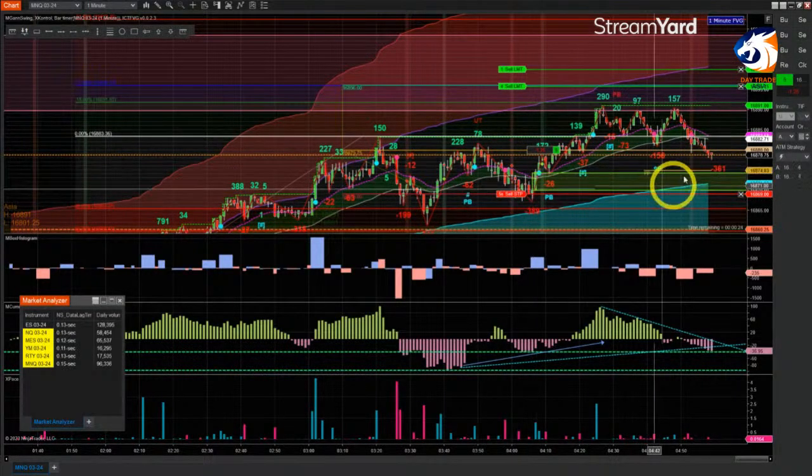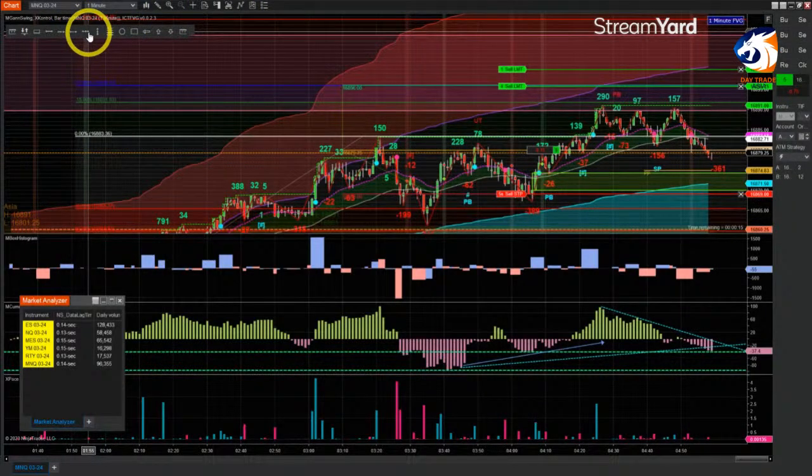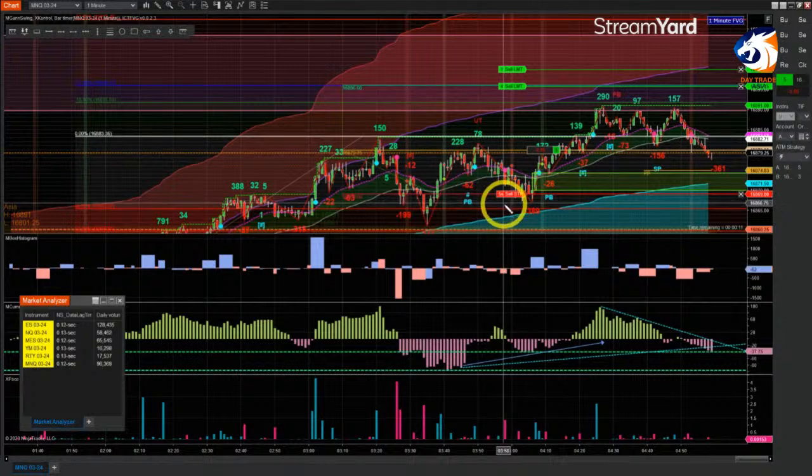Now, if we want to see a reversal, we want to see this swing low be broken, right? So if I draw a line here, I want to see this broken right here. Right there. That's where I want to see it broken.